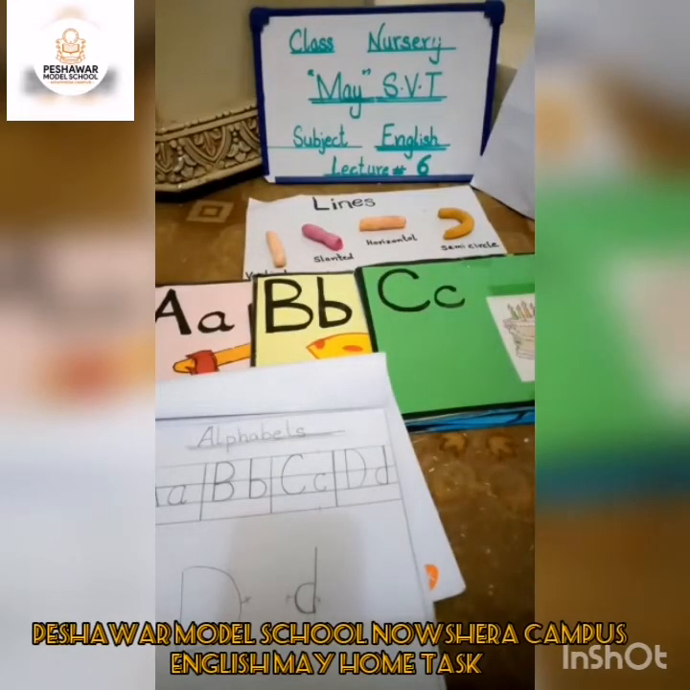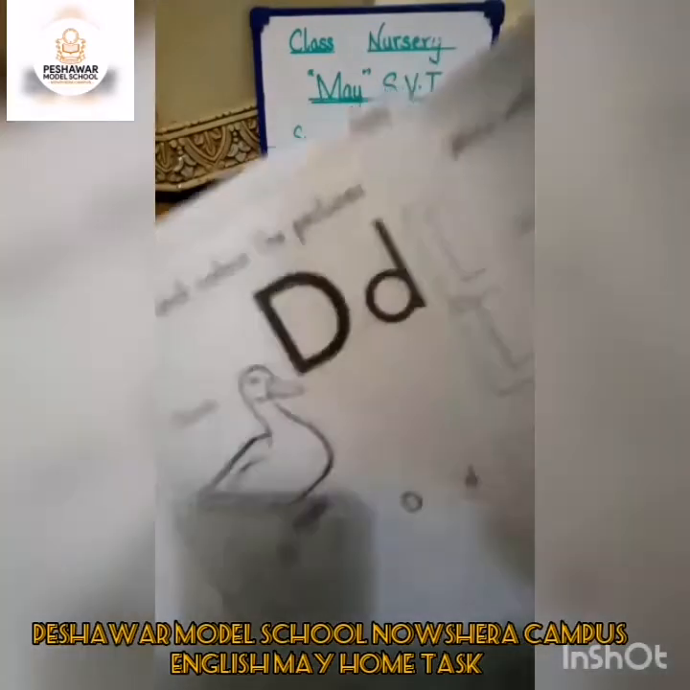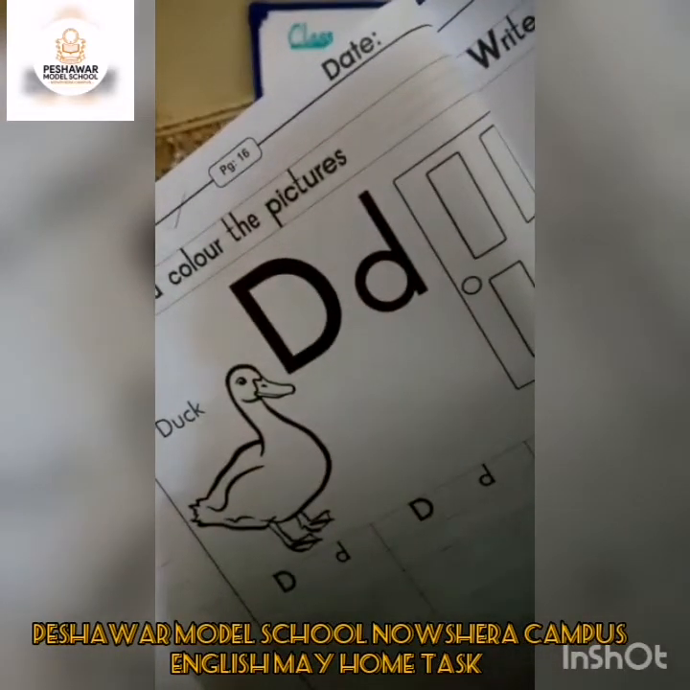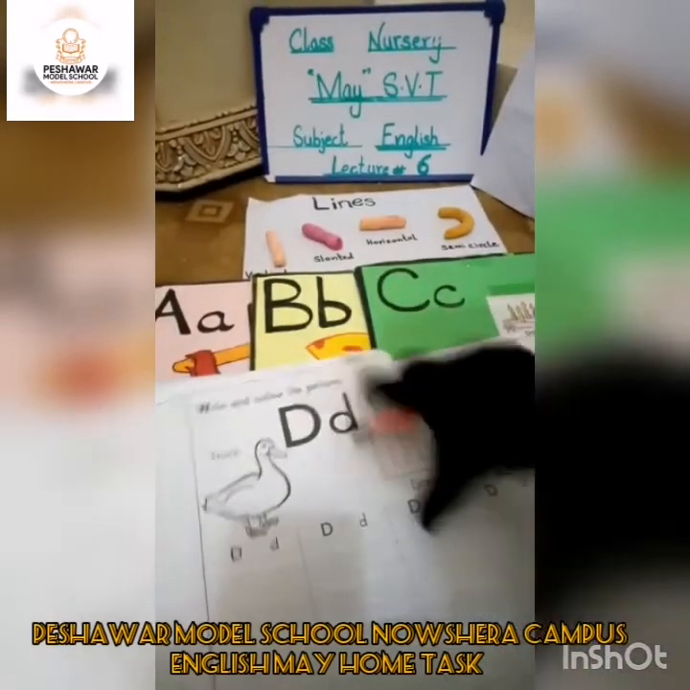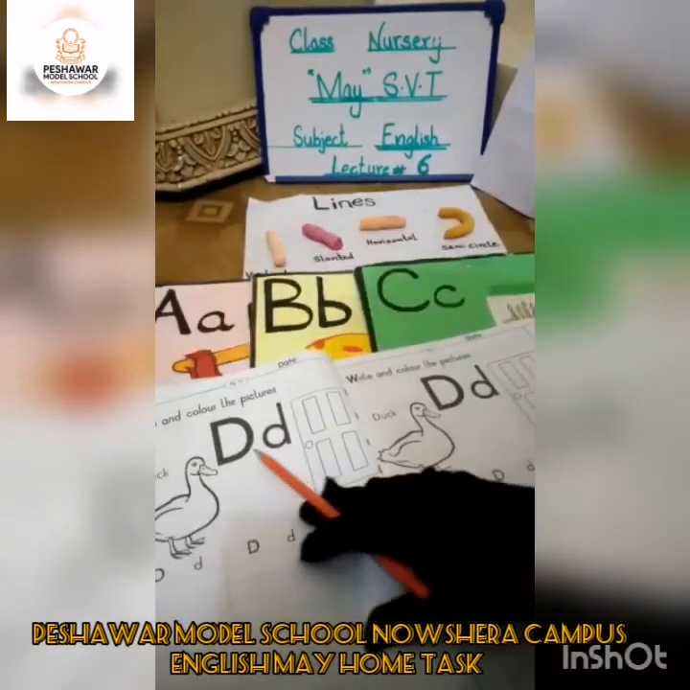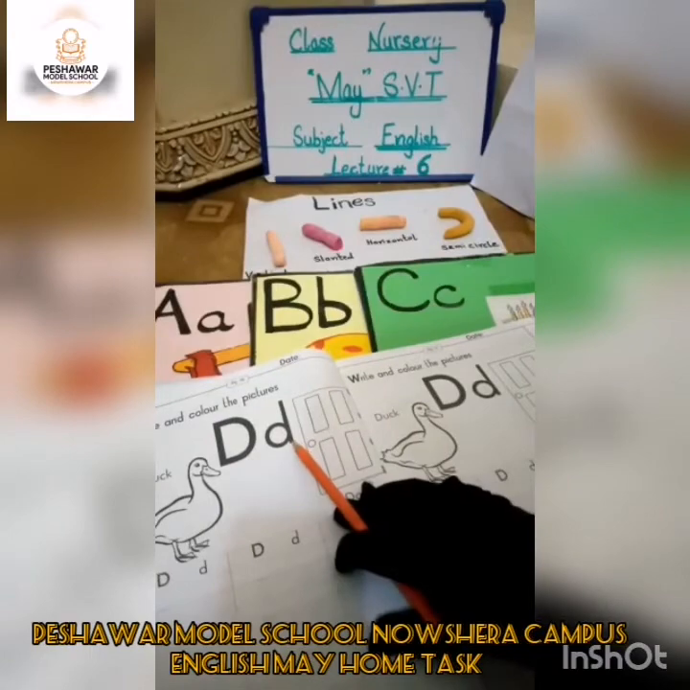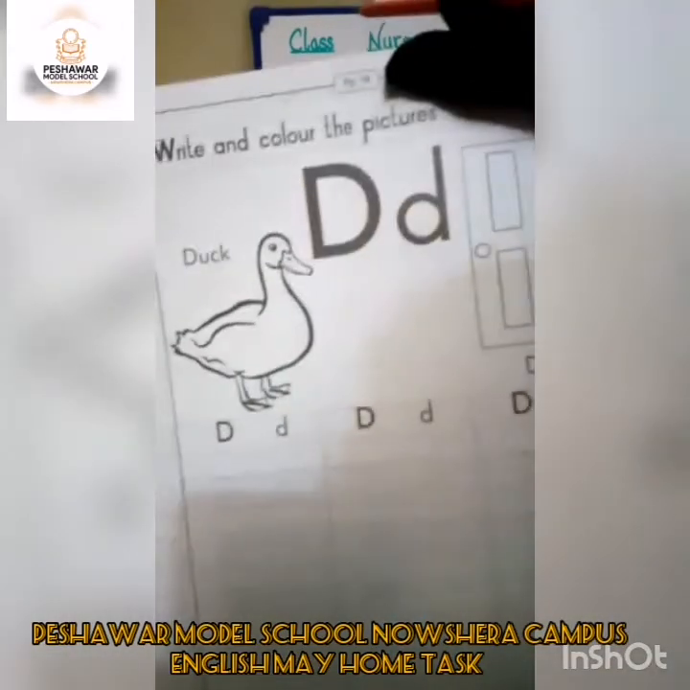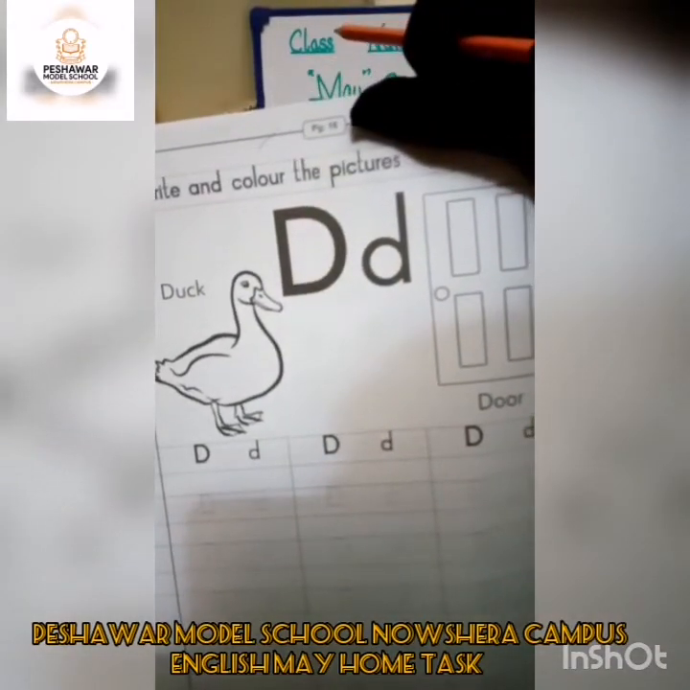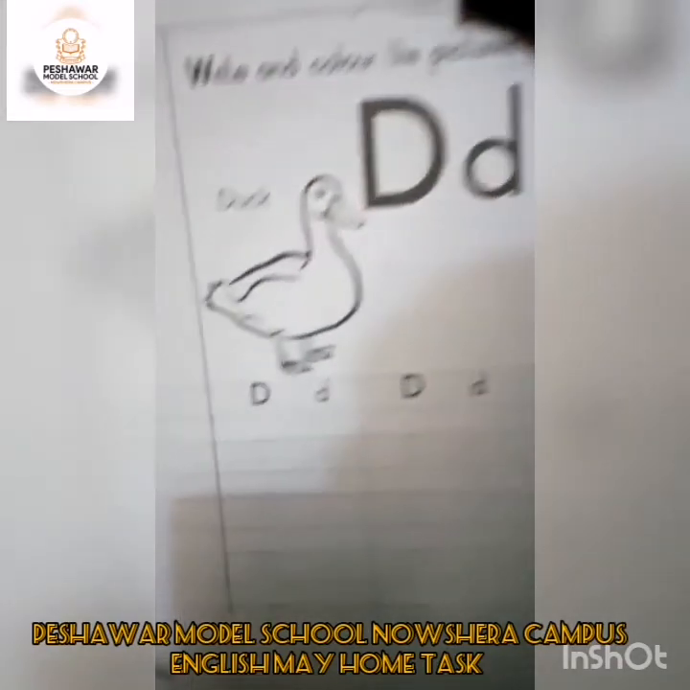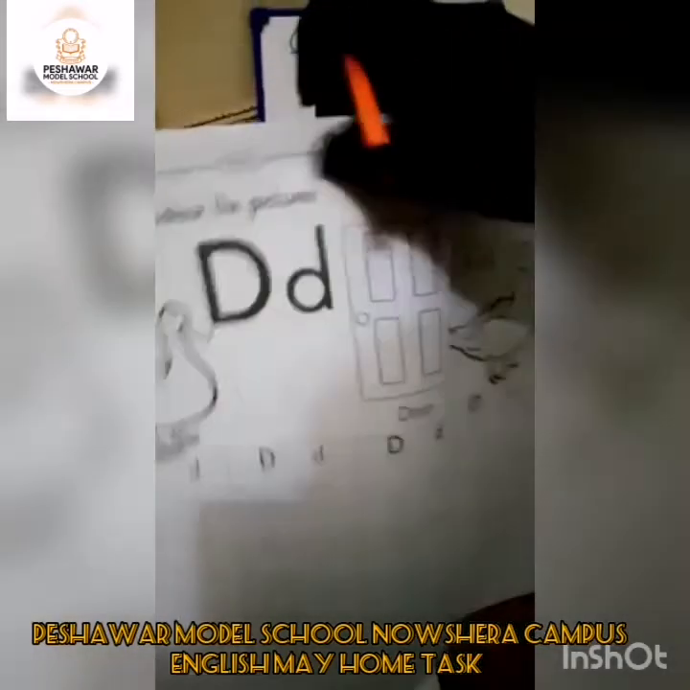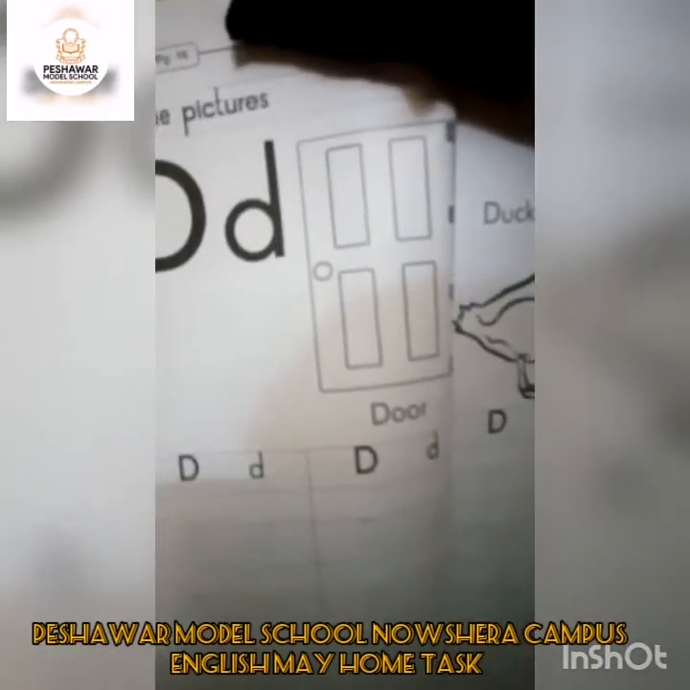Now we will write how we write in the workbook. Look here. Take out page number 16 and you will write the capital D and small d. Here it's a capital D and small d. Capital D and small d are just like talking. The D, the duck, and D, the door. What is this? It's a door.